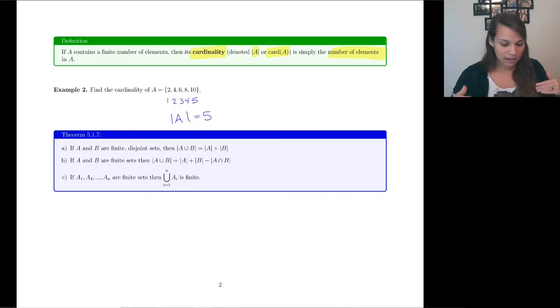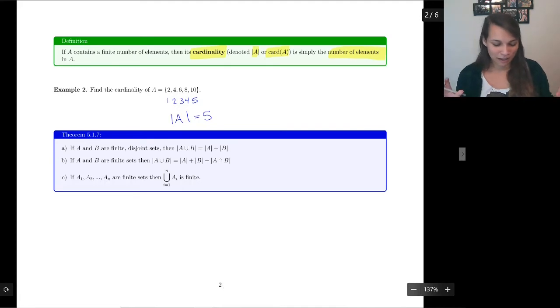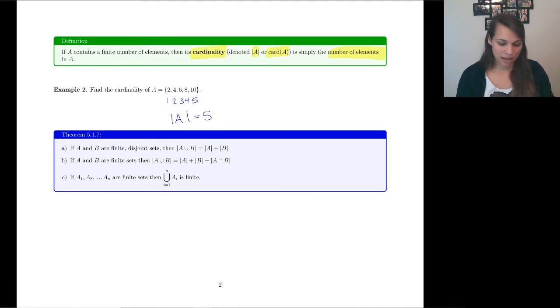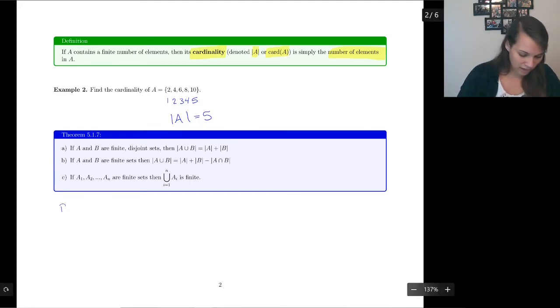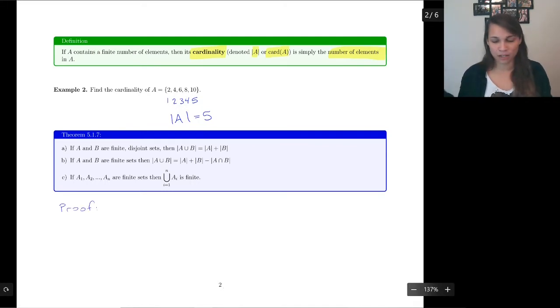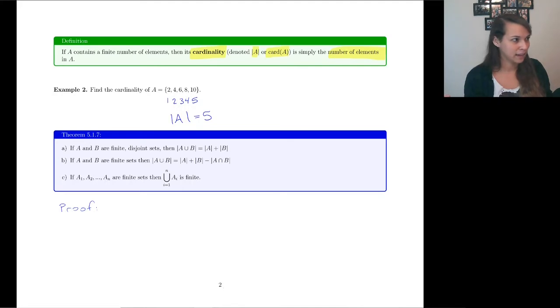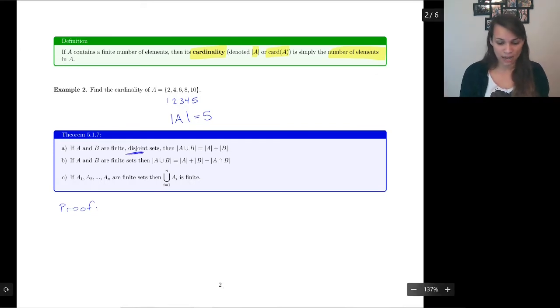Moving on, now we can talk about what happens if we start gluing some finite sets together. Part A of this theorem, I think, is very easy to think about. If A and B are both finite, so like A has 7 elements, B has 3 elements, and they don't overlap, then that's what disjoint means. So A and B don't overlap. Then when you put them all together, you're going to have 10 different elements.